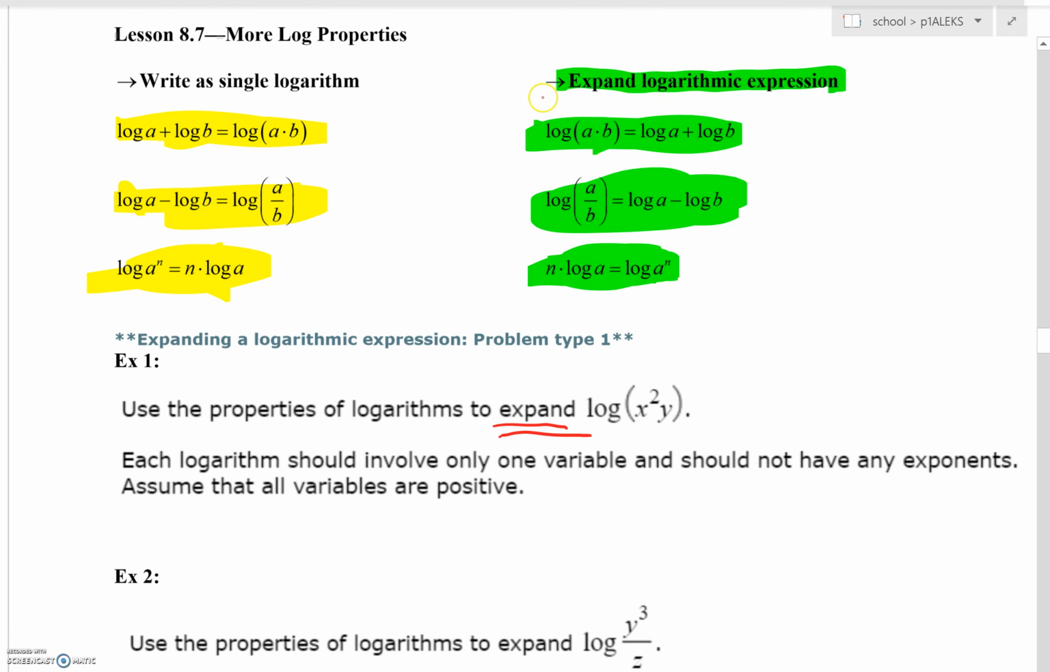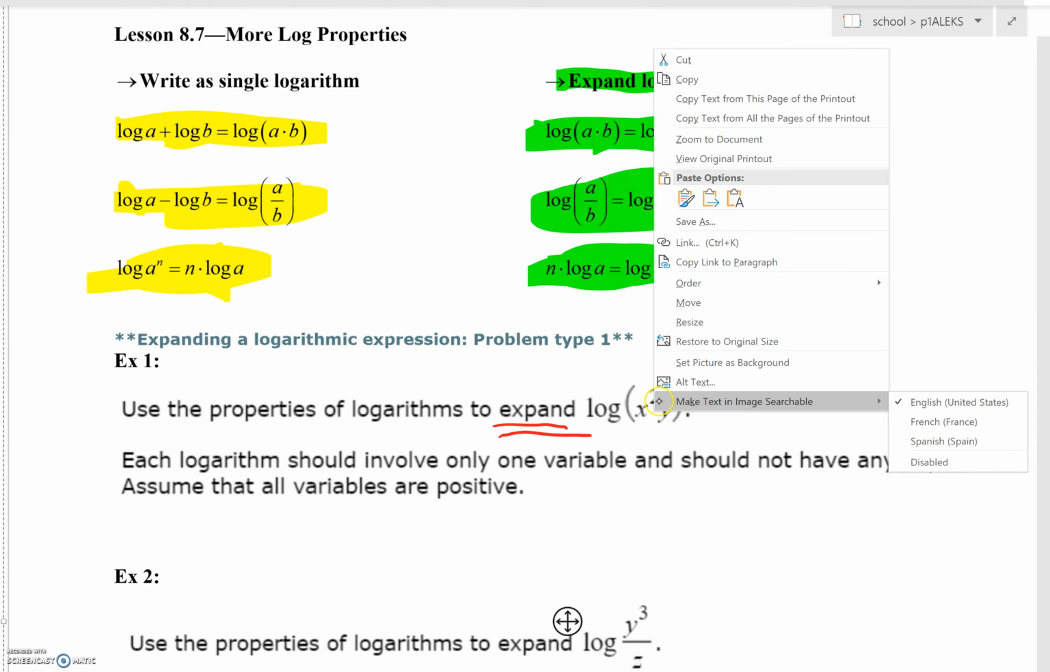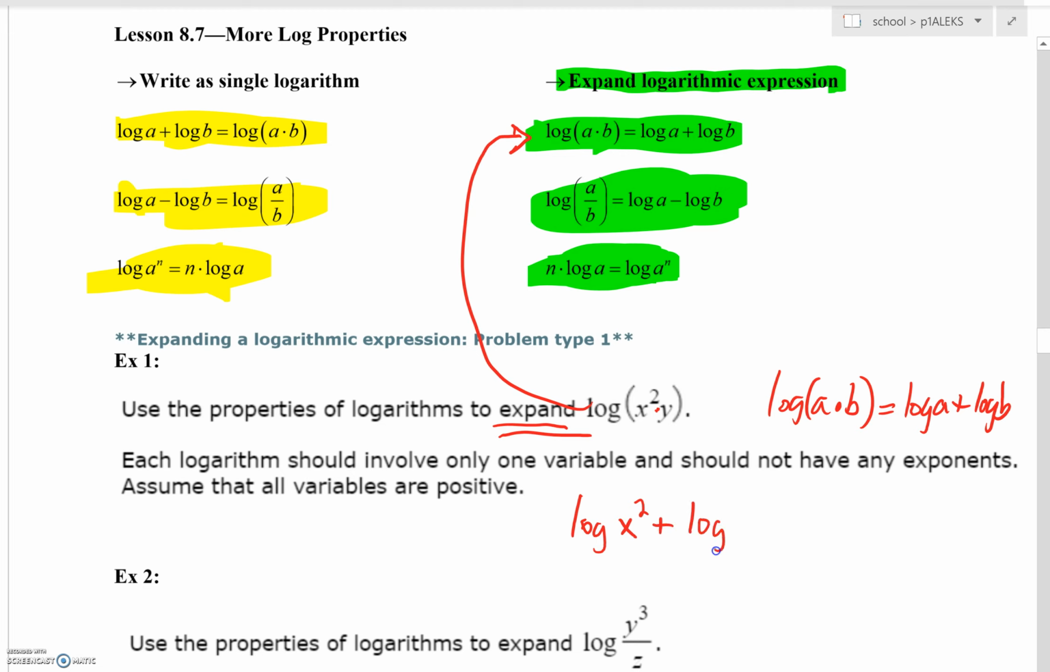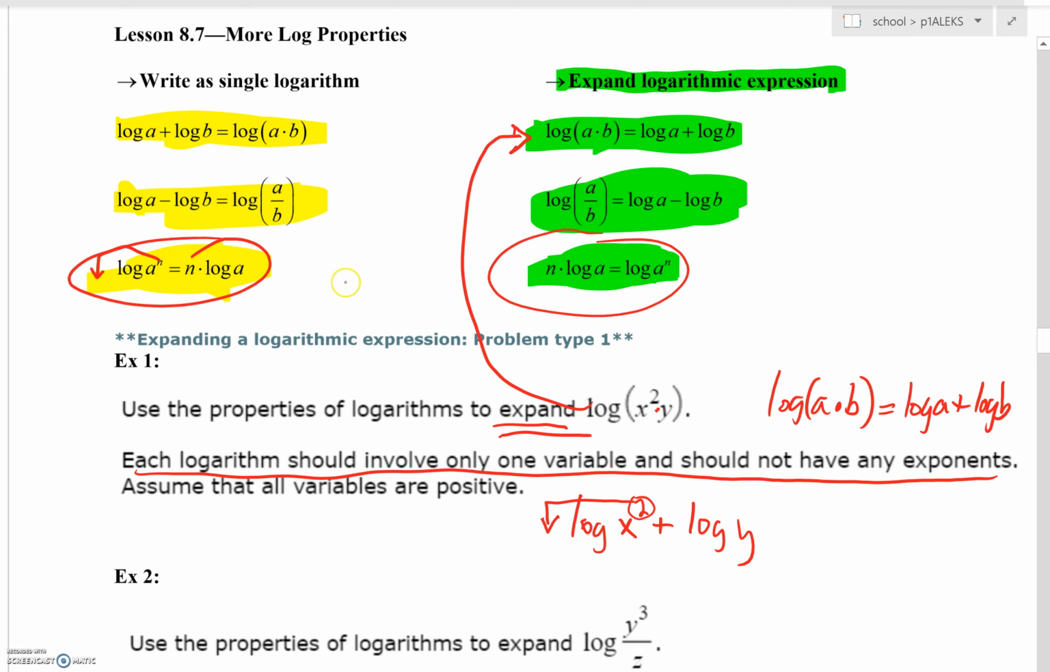And when we're expanding, we're working here in green. You can see that we've got the log of x squared times y. There's implied multiplication. This is really the same thing as the log of a times b, which would equal the log of a plus the log of b. So we're going to write this as the log of x squared plus the log of y. But each logarithm should involve only one variable and should not have powers. So we're going to look at this power here and bring it down. Anytime you have a power out in front, you can drop it down as a coefficient. So this becomes 2 log x plus log y. And then we're done.